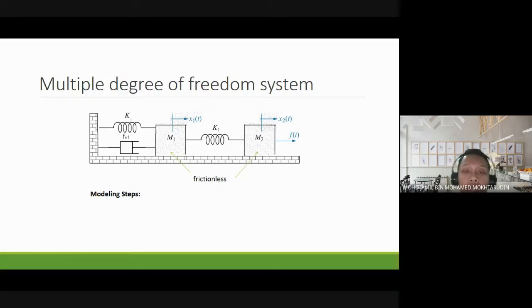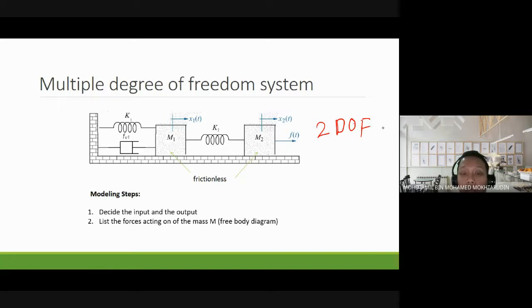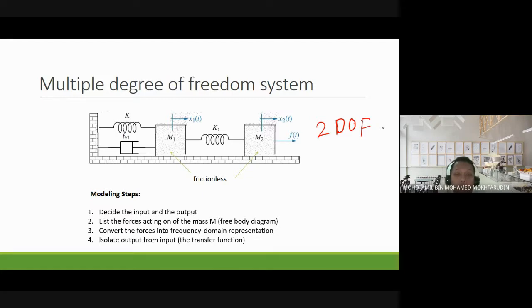Okay, so whenever we have multiple degrees of freedom, this is 2 DOF. So to model this system, we follow the steps previously used in single degree of freedom. First we need to decide the input and output, then we draw the free body diagram, then we convert the forces into frequency domain, and lastly we isolate output from input. Okay, so let's look at these steps one by one.